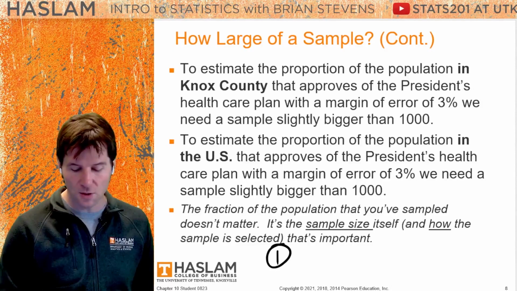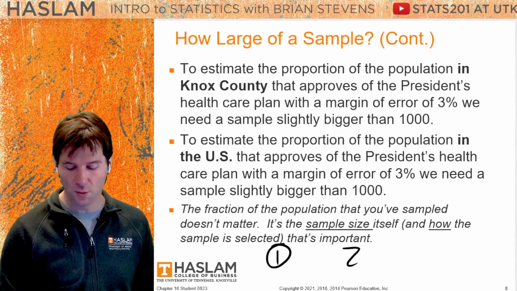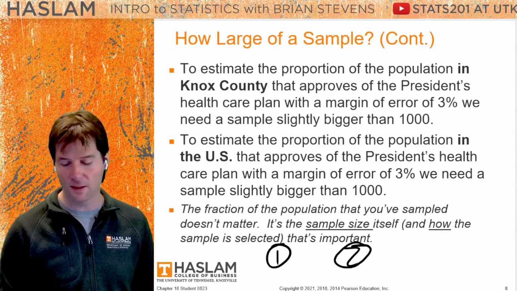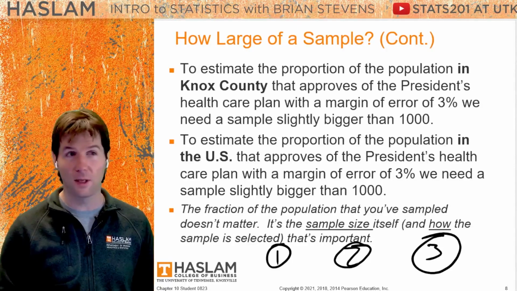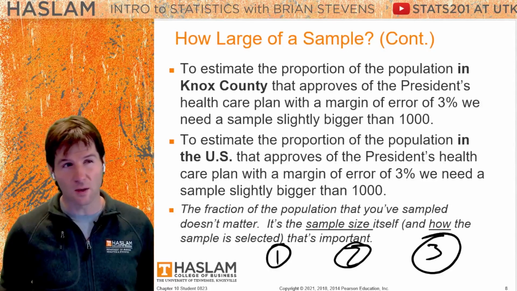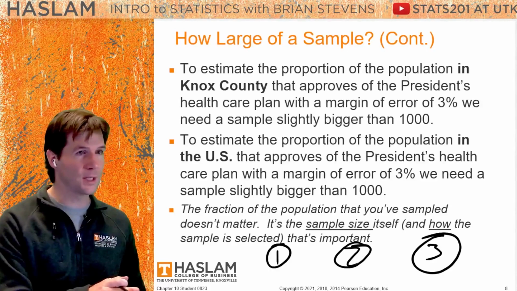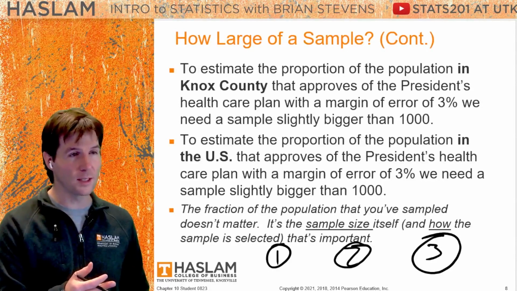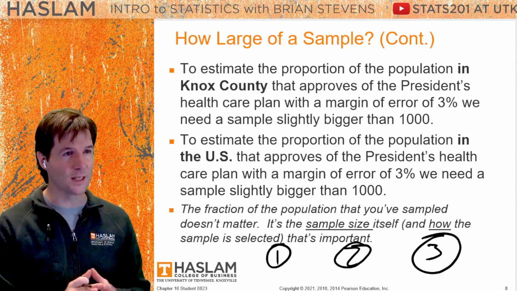1, how did you collect your sample? 2, what is the size of your sample is what would matter next. And 3, very, very way in the back, would be the size of the population. It does matter some, but you want to focus on how you are collecting your data, how much data you are collecting, and then you might think about the size of the population.